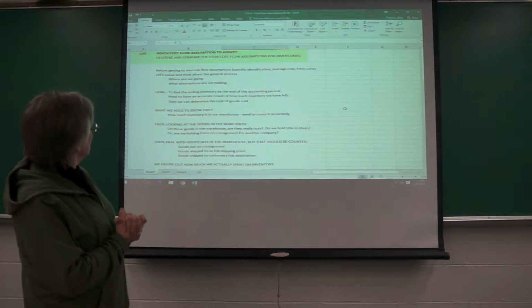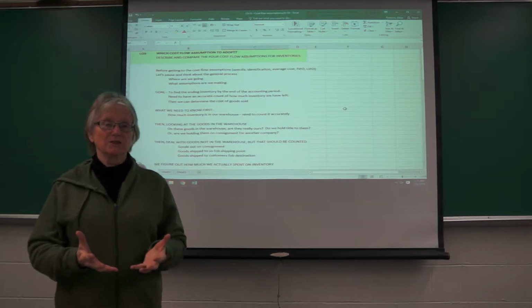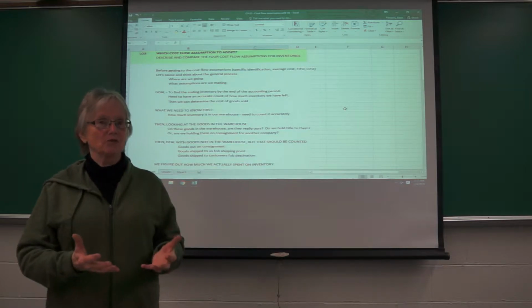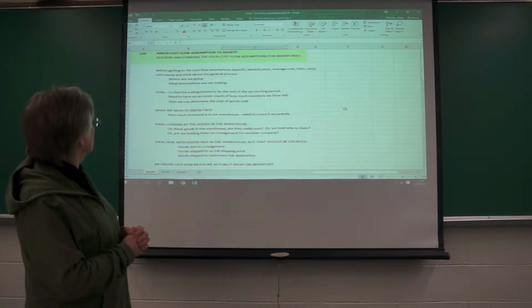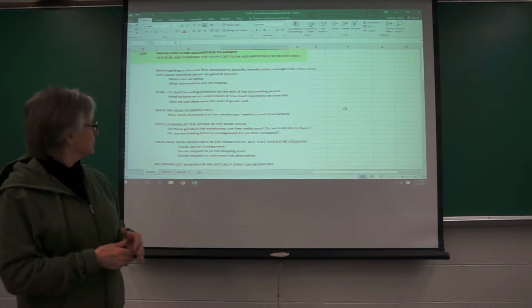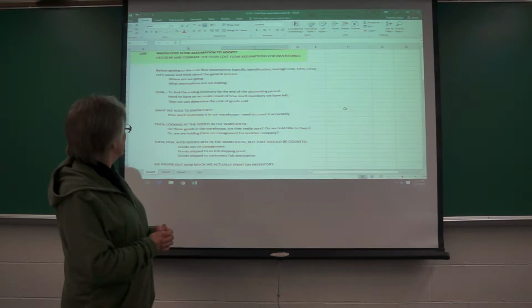So our goal as an accountant is to find the ending inventory, hopefully by the end of the accounting period, so we can come up with cost of goods sold and gross profit. So just to review a little bit, what do we need to know? First, we need to know how much inventory is in our warehouse. We need an accurate count of that.